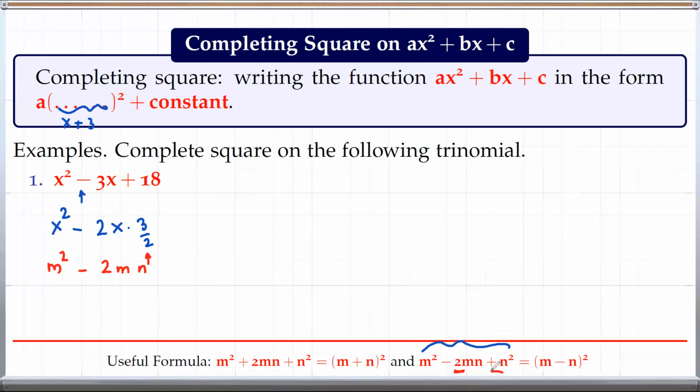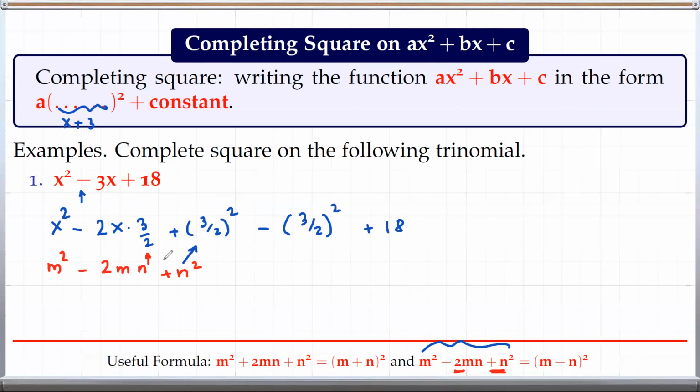Since in the formula we need plus n squared, we will do plus 3 by 2 squared. Now we added this 3 by 2 squared extra, so we want to remove this. So minus 3 by 2 squared, because again, we don't want to change the given trinomial. We want to write it in this format, but we don't want to change it. So since we added this extra 3 by 2 squared, we want to subtract that. And then plus 18 as it is.